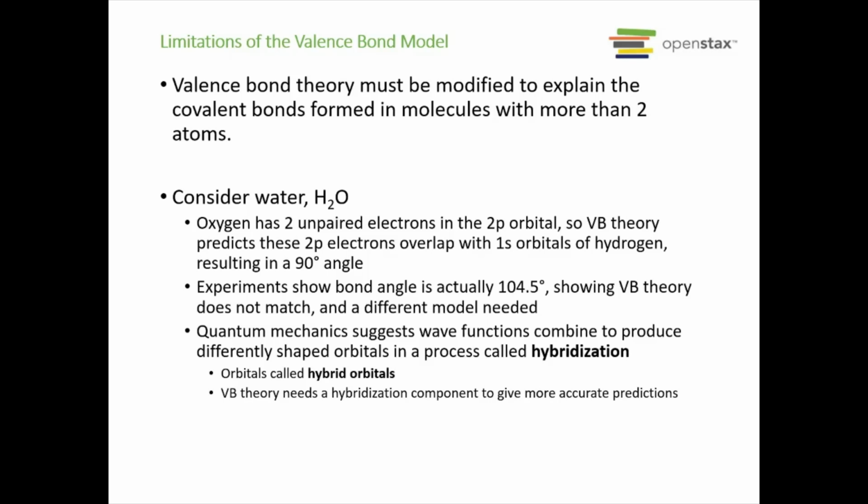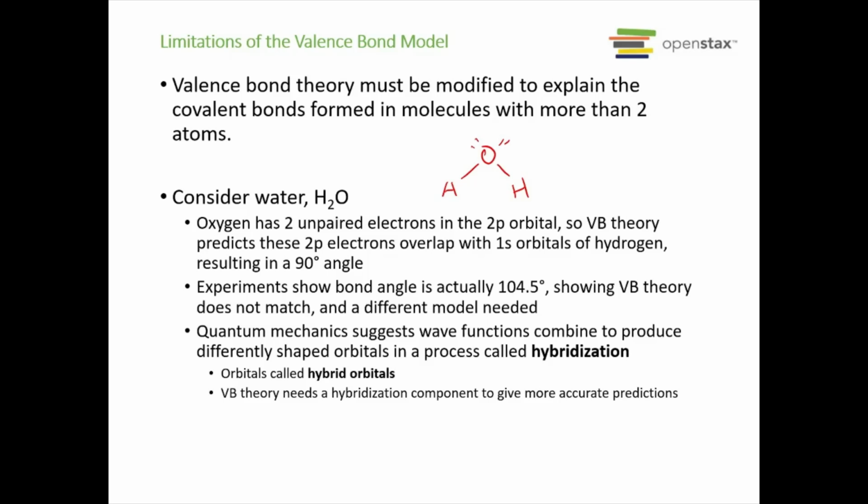So, valence bond theory is great and all, but it has to be modified to explain the covalent bonds formed in molecules that have more than two atoms. It's great for when there's only two atoms, but once we add more into a molecule, it kind of falls apart. For instance, water. The oxygen in the structure of water, so far what we've seen using VSEPR theory looks something like this. The oxygen has those two unpaired electrons that are in the 2p orbital.